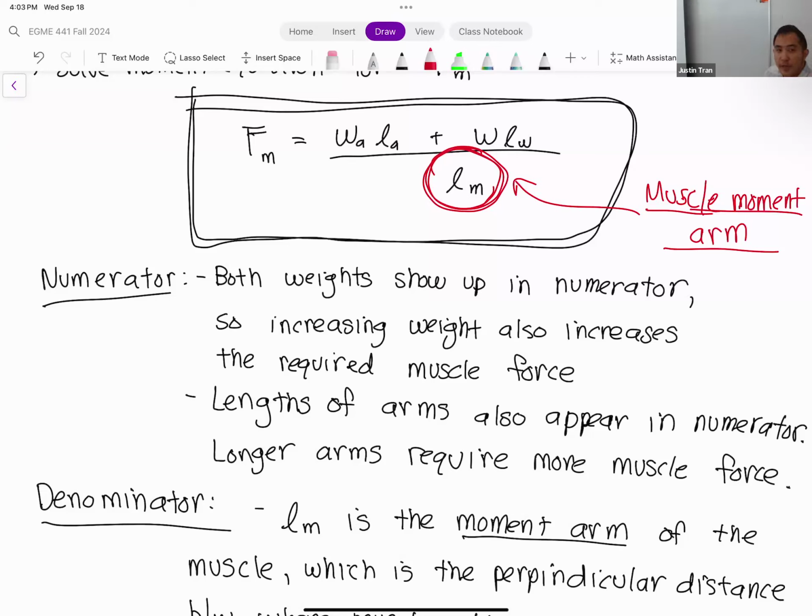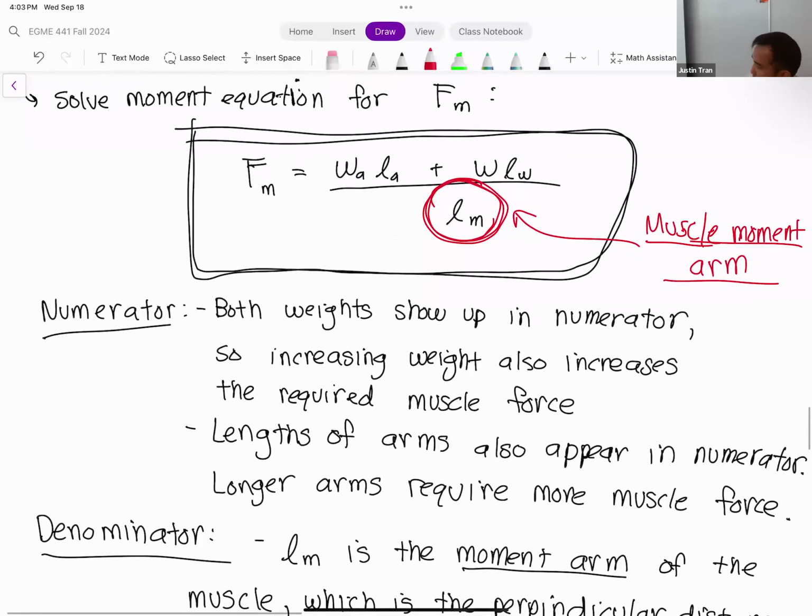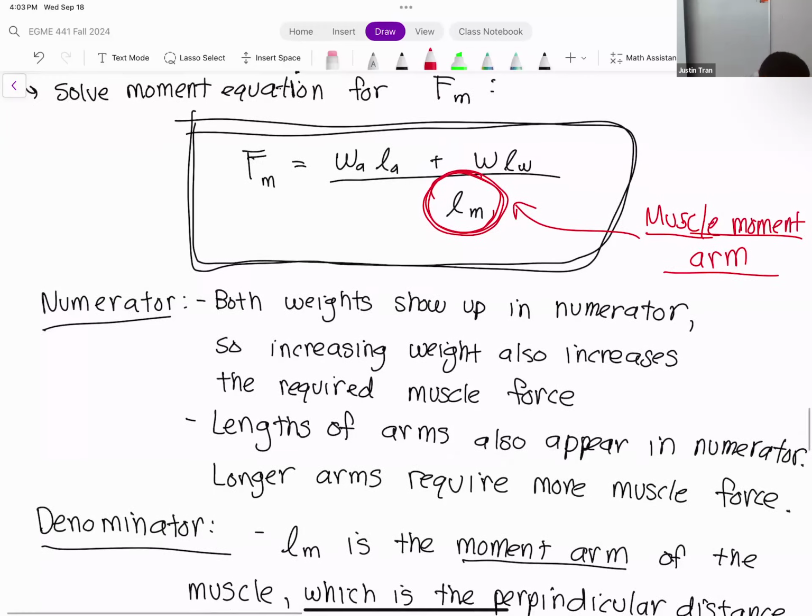That muscle moment arm is basically the distance between where the muscle attaches to the bone and the respective joint. Another way you can think about this is that this is the attachment distance, or the distance from which the muscle attaches from the joint.